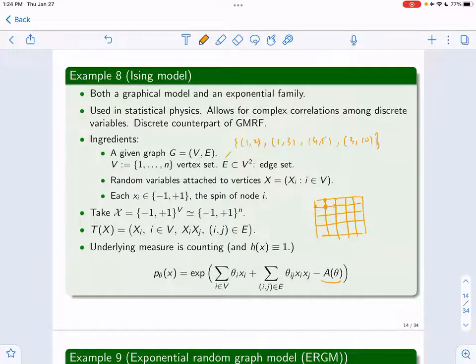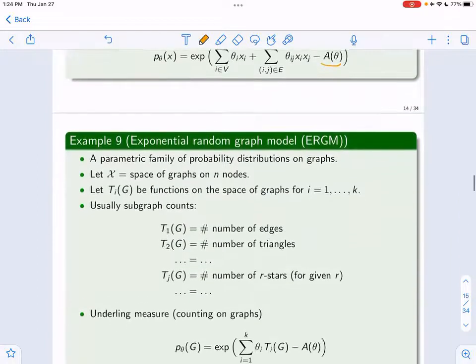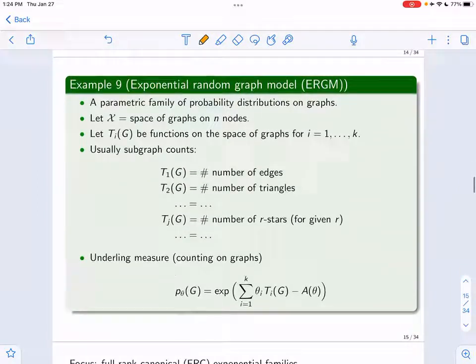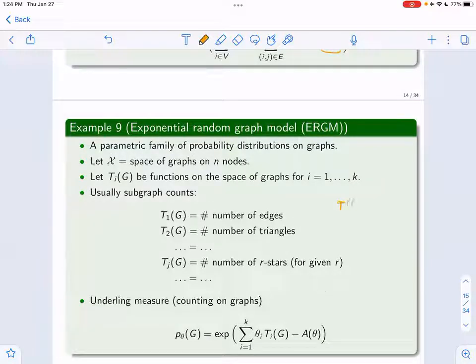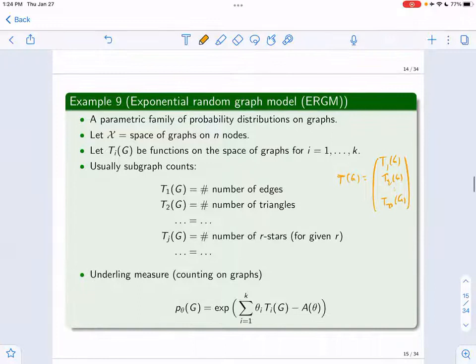Questions, comments? Okay, so one more example. You could have a more abstract space. Suppose I have an abstract space of graphs on n nodes, and then I can define functionals or functions on the space of graphs. So my T of G would have these statistics: T1(G), T2(G), dot dot dot, Tn(G). And these could be various statistics on the graph.